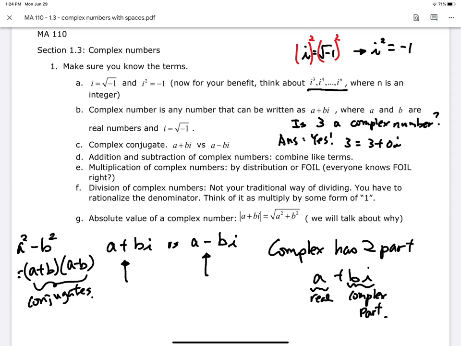Okay, adding and subtracting complex numbers. Basically all we do is we add and subtract like terms. So we are going to add all the real parts together, and add or subtract the complex parts together. Multiply, divide. For multiplication, we're going to multiply, because this is very similar to x plus 1 times x minus 2, something like that, where we can FOIL.